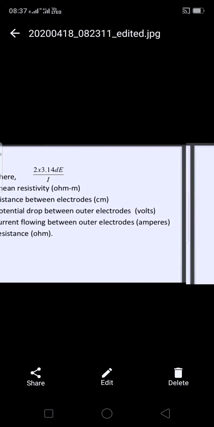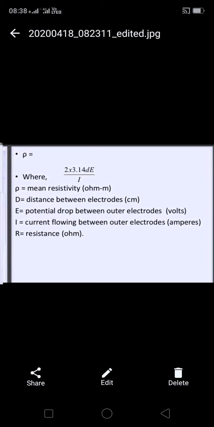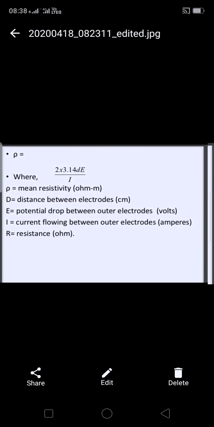According to that, we will find the resistivity, which is equal to rho = 2 pi d E upon I, where rho is the resistivity, d is the distance, E is the potential drop between outer electrodes, I is the current flowing between the outer electrodes, and R is the resistance. If the value of rho is greater, the soil is hard. If the value of rho is less, the soil is soft.